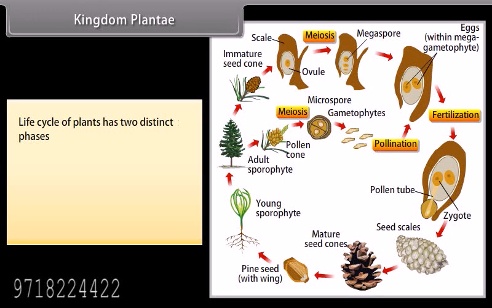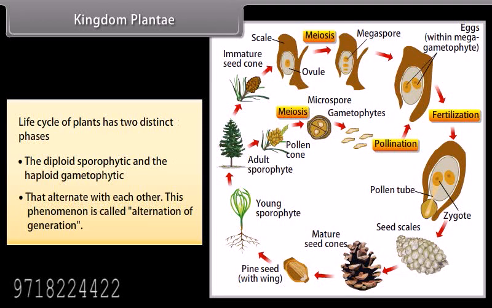The life cycle of plants has two distinct phases: the diploid sporophytic and haploid gametophytic, that alternate with each other. This phenomenon is called alternation of generation.